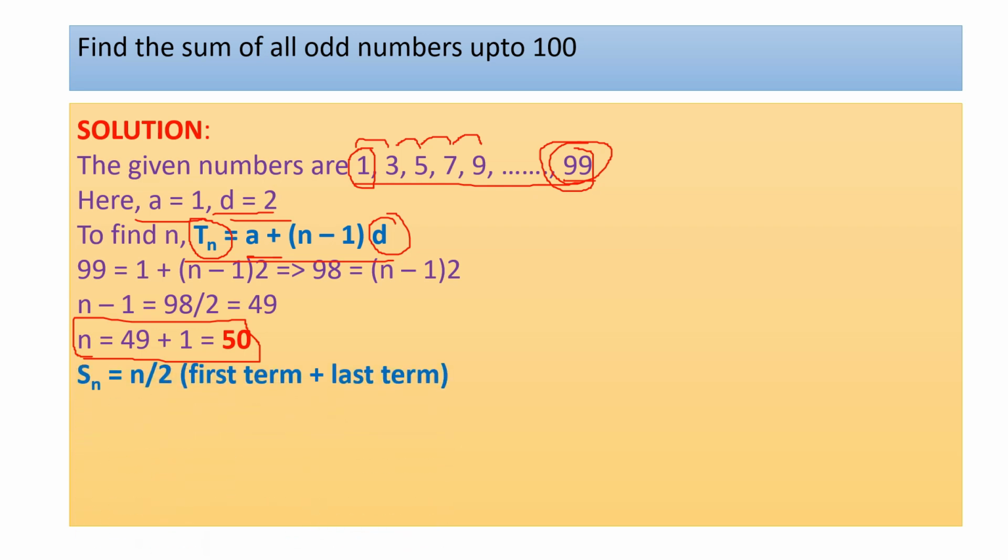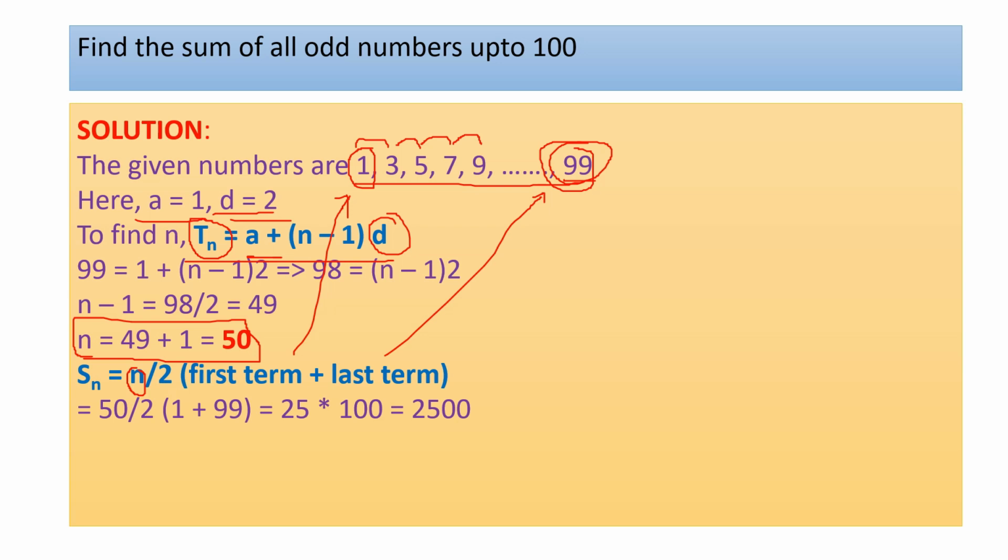Then to find the sum of the numbers, we have to use the formula n by 2 into first term plus last term. We know n, which is 50, the first term is 1 and the last term is 99. So we can replace the given values: 50 by 2 into 1 plus 99. 1 plus 99 is 100. 50 by 2 is 25. On multiplying this, we get 2500. So this is the answer.